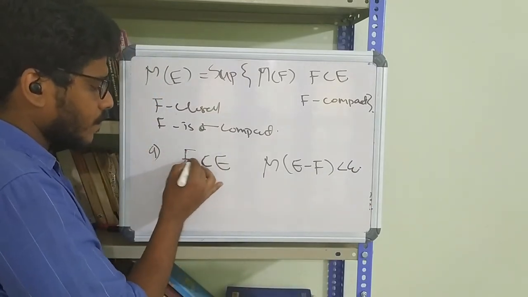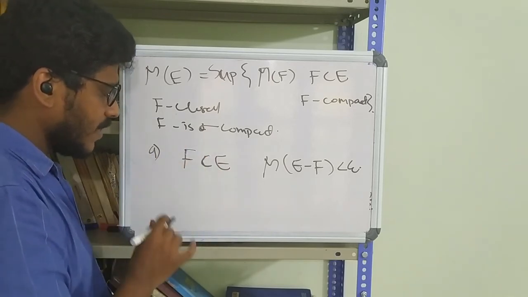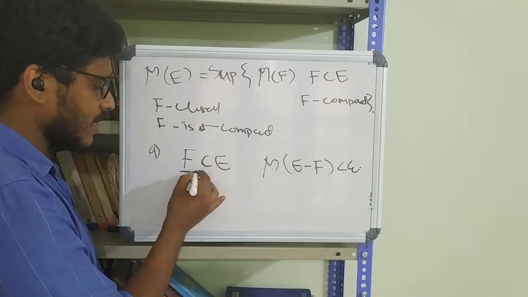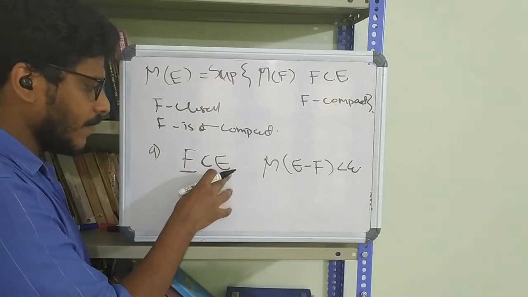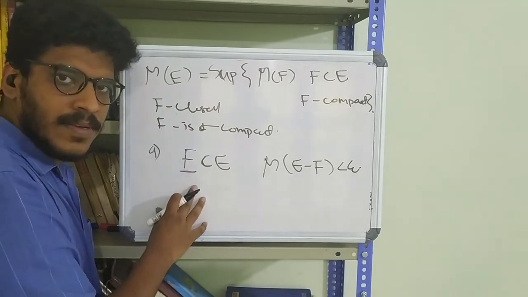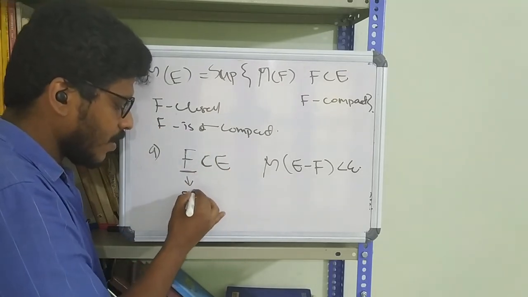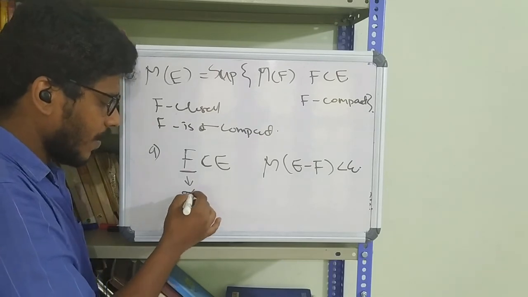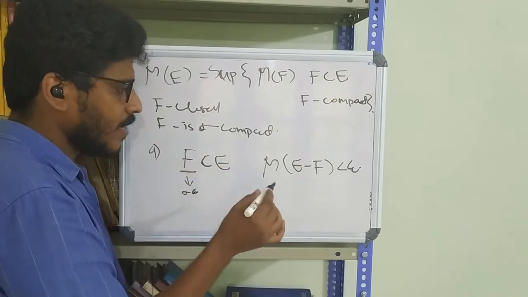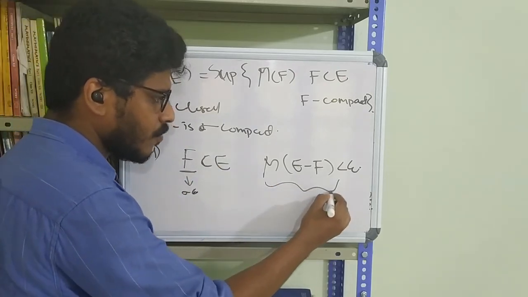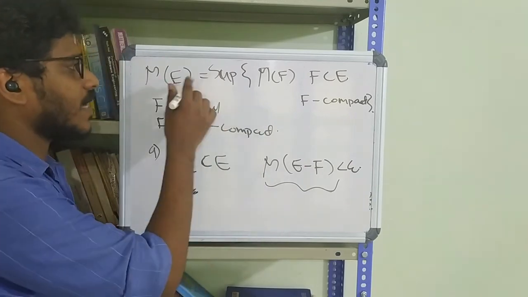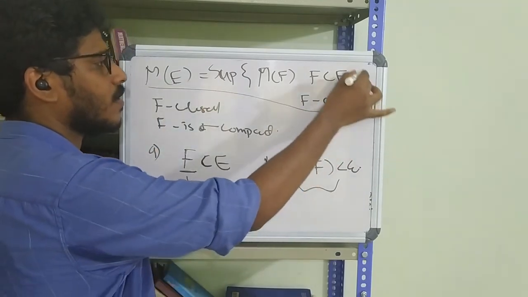So this means that we have sets inside E, we have closed sets inside E. Closed sets are nothing but sigma compact sets. So this means we have maybe just compact or sigma compact sets inside E, which can be used to approximate the measure, right? Which is actually what we wanted to prove.